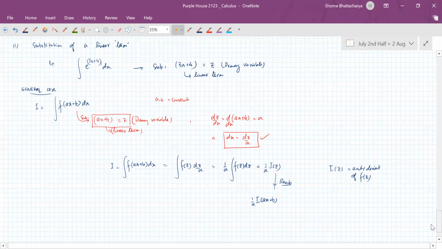So what is it after that? It's 3x plus 4 in the bracket. 3x plus 4 is equal to z, which is a dummy variable. Now we are substituting 3x plus 4 as our dummy variable. Okay, sir, thank you. You can use any symbol, but generally I use the symbol z for the dummy variable, right?